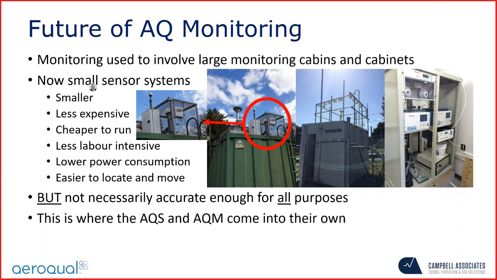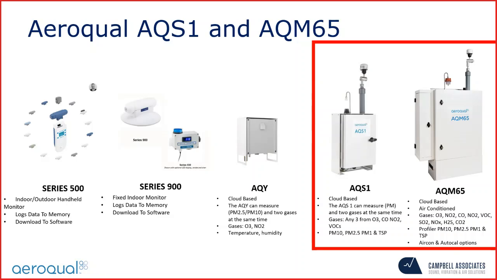And if we move on to the AQS, as Fran said, she's dealt with the equipment on the left. On the right, we've got these 2 units, the AQS, which gives you any 3 gases from ozone, CO, NO2 and VOCs, and the AQM, which enables you to actually measure 8 gases plus PM as well, and the PM monitoring systems are actually the same for both.